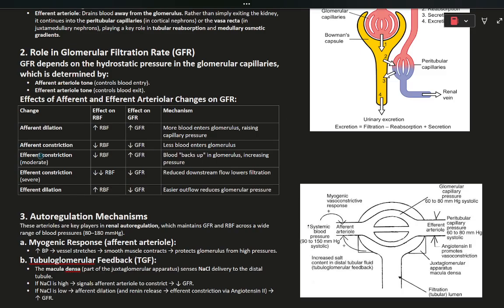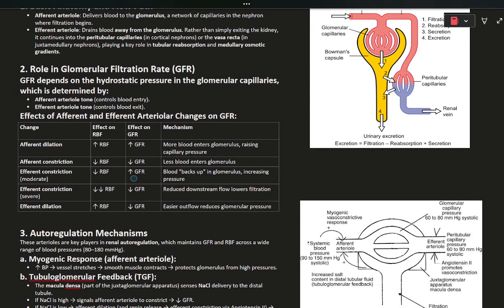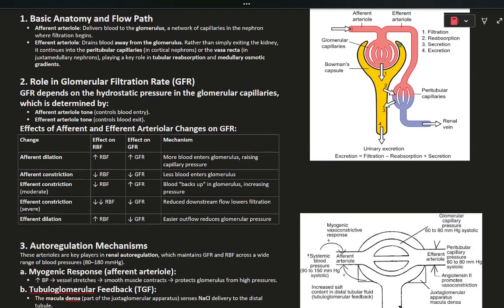Efferent constriction, when it's moderately constricted, is still going to decrease the renal blood flow, because once again, we're constricting this part of the vessel. But on the other hand, the glomerular filtration rate will go up because the blood is backing up into your glomerulus, thereby increasing the hydrostatic pressure.